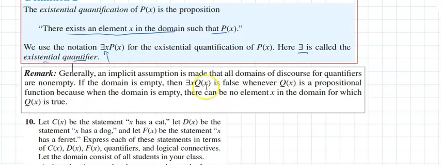And the remark here also, generally, an implicit assumption is made that all domains of discourse for quantifiers are non-empty. If the domain is empty, then there exists x, Q of x is false whenever Q of x is a propositional function, because the domain is empty. There can be no element in there for which the value is true.